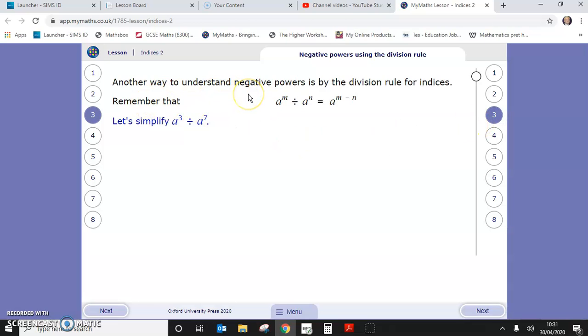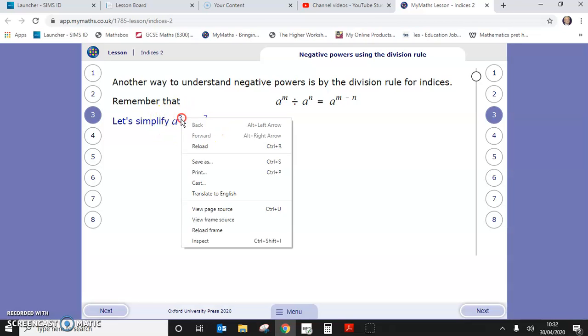So another way to understand negative powers is the rules of indices. So if you think a to the power of 3 divided by a to the power of 7, I'm taking 3 away from 7. Normal rules of subtraction is we would always try to take the smallest number away from the biggest number. In this case, this is going to give me a negative power.